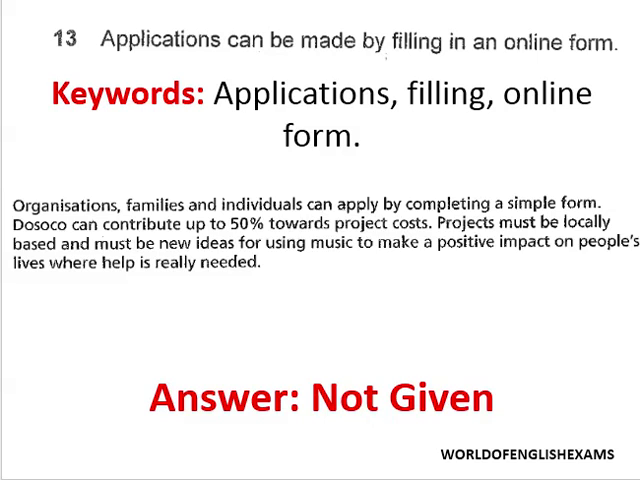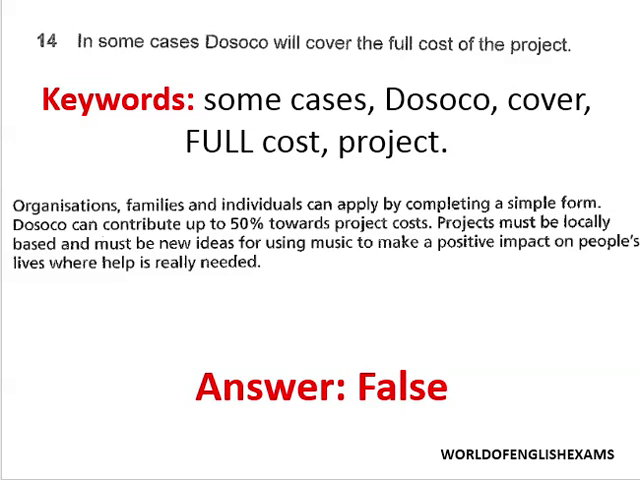Moving on now to the last statement in these sets of questions. In some cases, Dosoco will cover the full cost of the project. Full cost is important. So these are the keywords. Now moving on to reading the passage. We have already started reading the first line. Now the second line says, Dosoco can contribute up to 50% towards project cost. So what is the meaning of up to? The maximum limit is 50%.